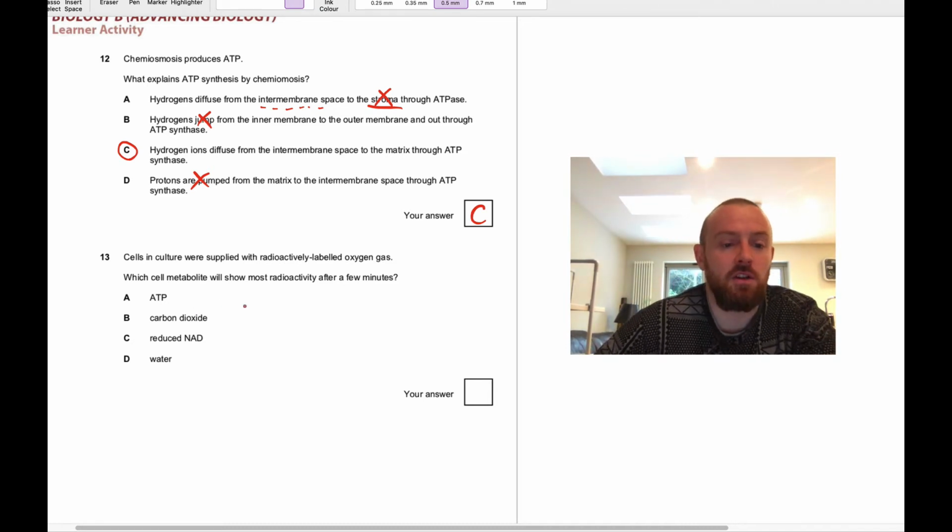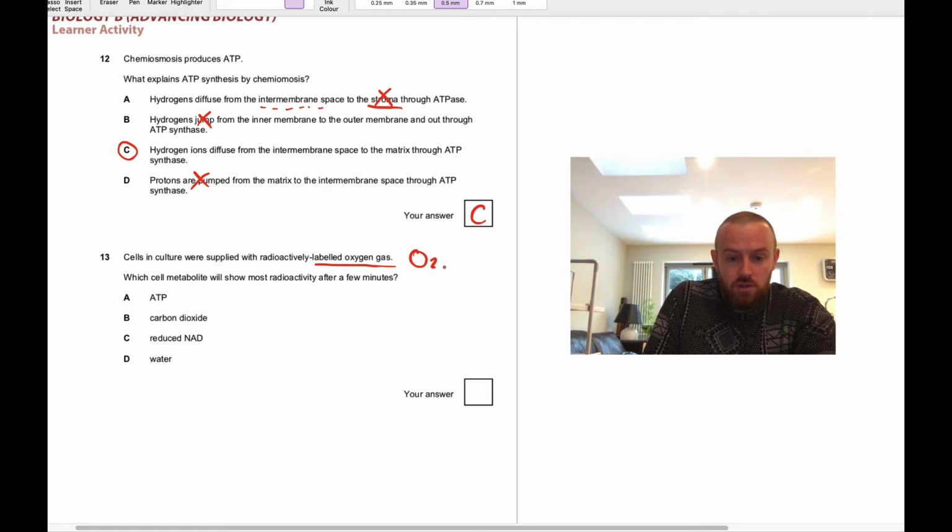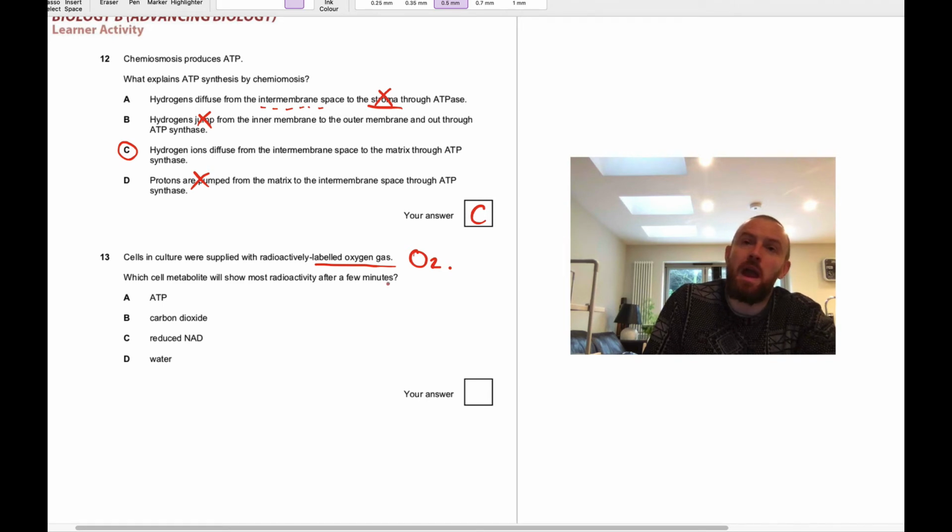13. Cells in culture were supplied with radioactively labelled oxygen gas, O2. Which cell metabolite will show most reactivity after a few minutes? So basically it's saying, where does oxygen get incorporated in respiration? It's needed, but where is it actually incorporated? It's the final electron acceptor. Remember, it's used to take hydrogen ions and produce water. So therefore the answer is D.